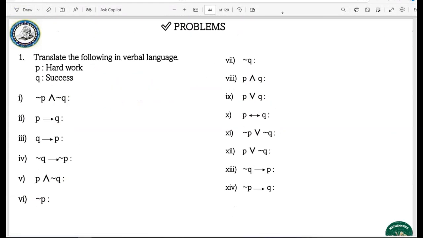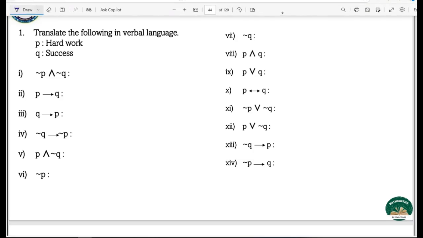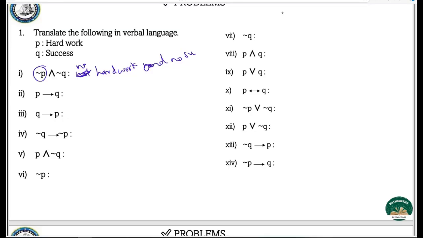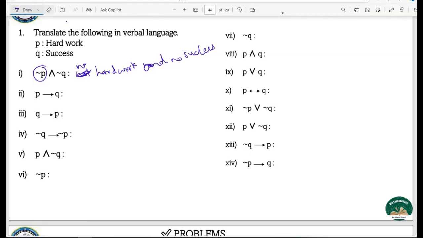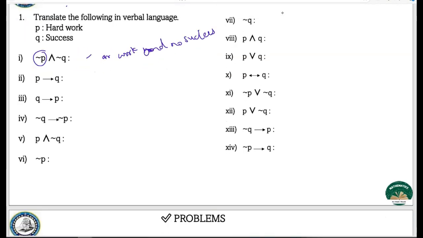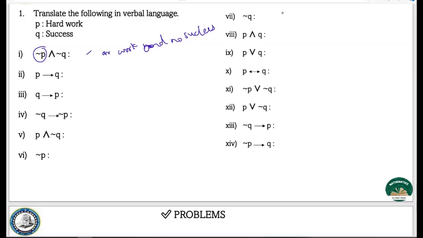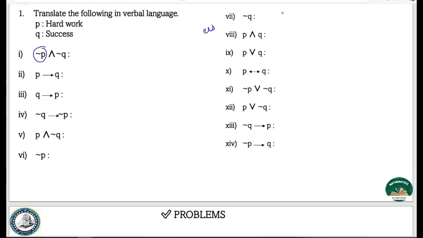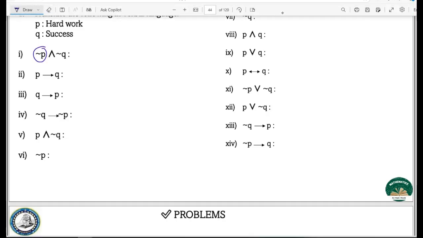So for the next example you have hard work and success. Negation p is no hard work, or you can say no hard work, no success. I know my handwriting is not coming out properly because it's a smart board, so you need to adjust to my handwriting. Just understand my concept of teaching, what I'm trying to explain to you. Handwriting doesn't matter here. I'll try to write a little more understandably for you.